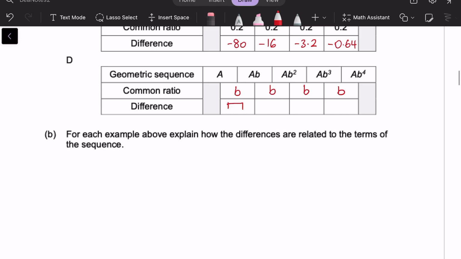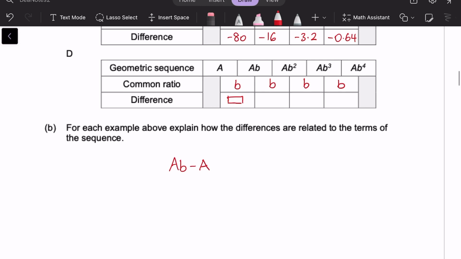So in this square, the first one would be AB subtract A. In the previous tables, we did one term subtract the term before it. Now we're doing the same thing, but with the expressions that we were given. So the next one would be AB squared minus AB. I'm just going to do the same thing for all the rest of them. Okay, so those would be the terms that go in the differences row.